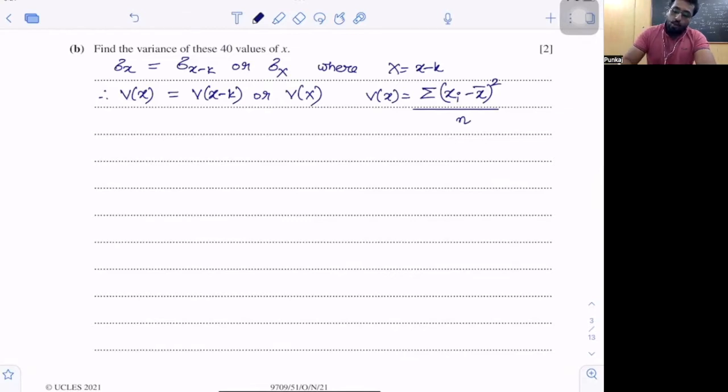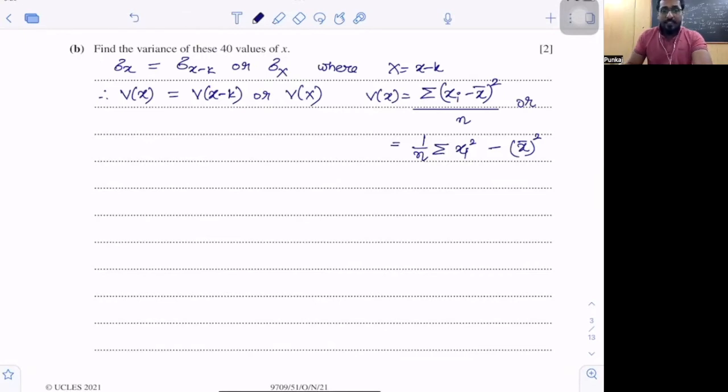Or you can also have another formula. The other formula goes like this: 1 upon n summation of xi square minus x bar the whole square. So either of the two formulas can be utilized. If you have the deviation straight away, use the first formula. If you do not have the deviations, use the second formula. Most of the time the second formula is given preference to solve questions. So that's the formula for v of x.